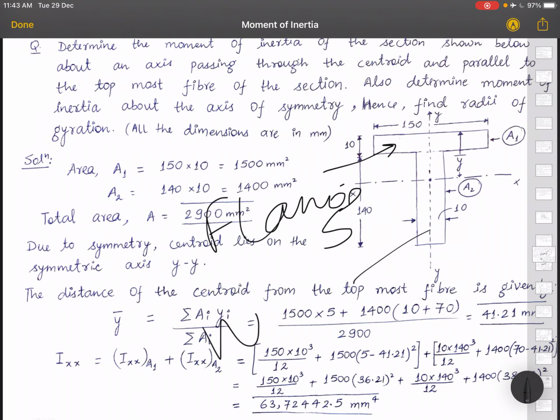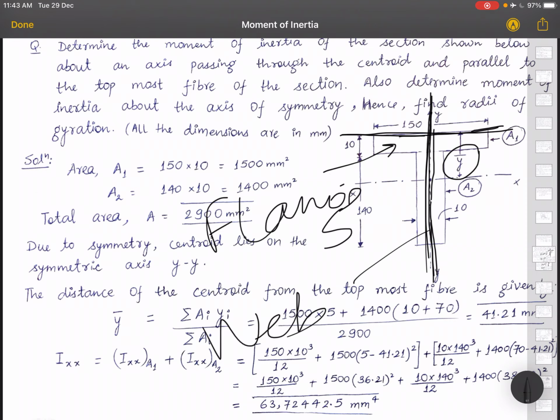This is the web. Okay. For the topmost fiber, what we have to do first: you can see it is symmetric about this axis, so the centroid will lie along this axis only. The first thing we have to do is calculate this y bar, how far the centroid is from this top fiber.